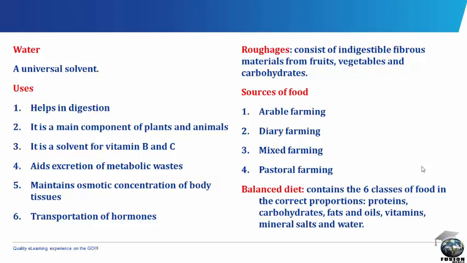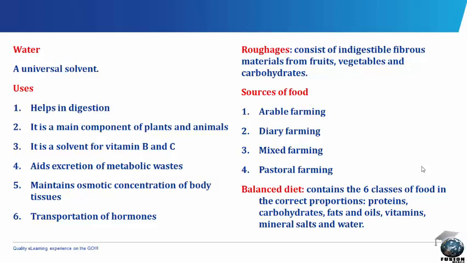Roughages. One may ask, what are roughages? They consist of indigestible fibrous materials from fruits, vegetables, and carbohydrates. They provide bulk to the intestinal content, thereby stimulating movement of the bowels. Lack of roughages causes constipation.